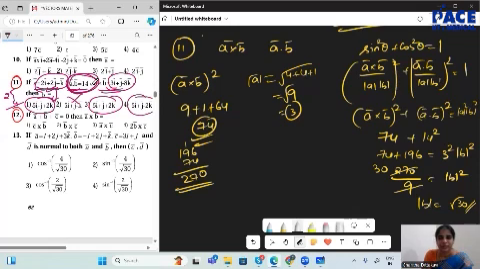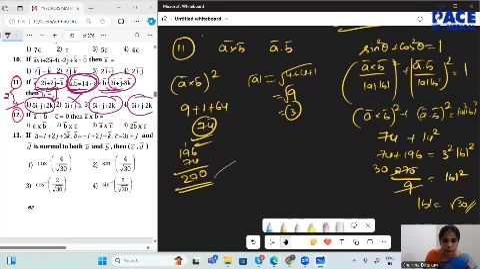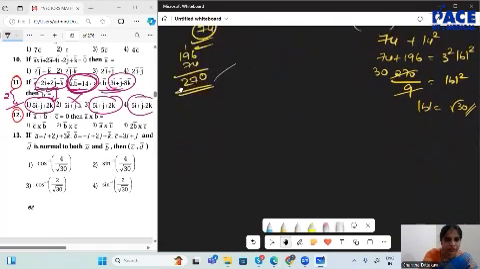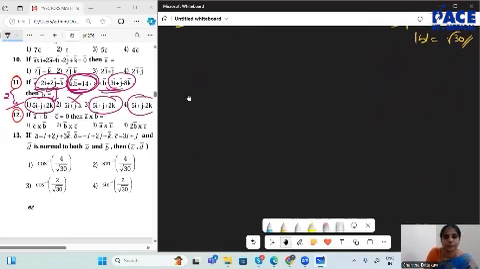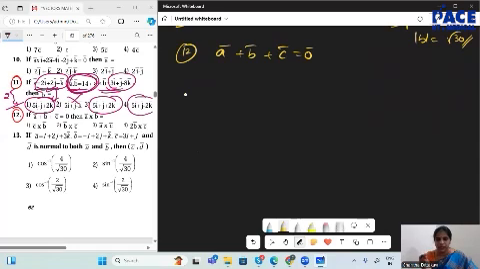Now coming to the 12th question. What's given there? You are given A plus vector B plus vector C is a null vector. Now talk about what is A cross B. How do I get A cross B? See, when I take A plus B equal to minus C, this is my first step that I can do.